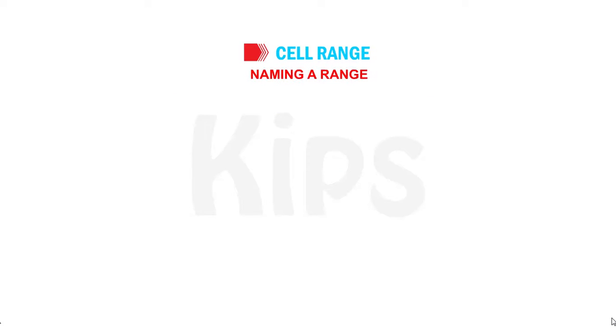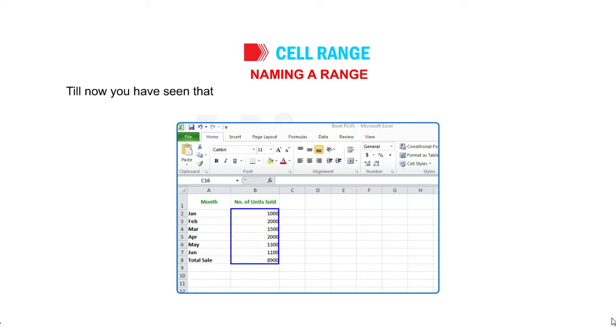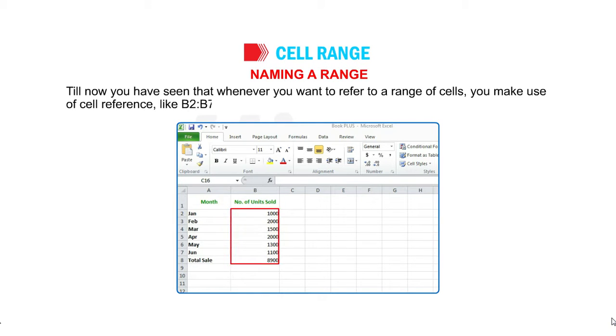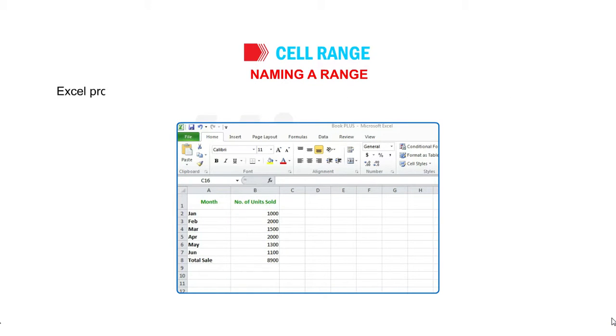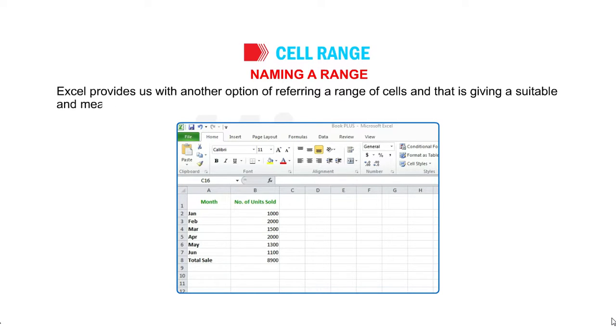Naming a range. Till now you have seen that whenever you want to refer to a range of cells, you make use of cell reference like B2:B7. Excel provides us with another option of referring to a range of cells, and that is giving a suitable and meaningful name to the cell range.